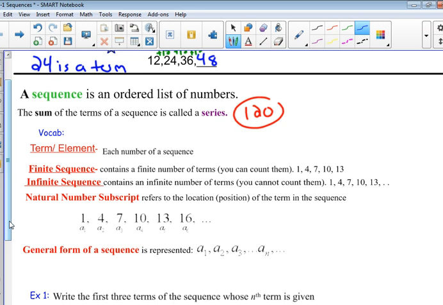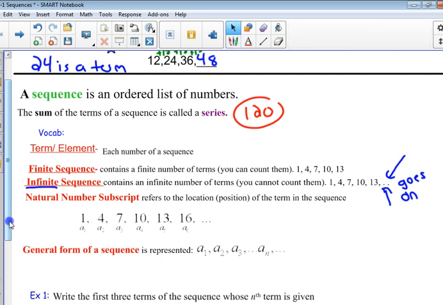A finite sequence is basically a sequence that ends, so you can tell exactly how many terms you have. You can count them up. An infinite sequence, infinite kind of sounds like the word infinity. Like it goes on and on and on, right? Usually you guys will see dots after, right? That means it goes on, if you want to keep figuring out what the pattern is to keep going.